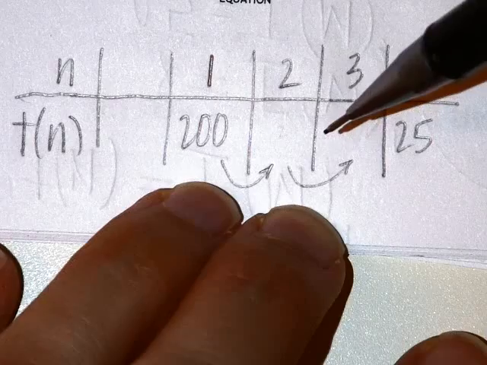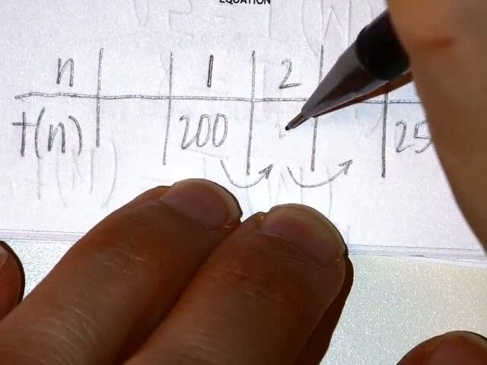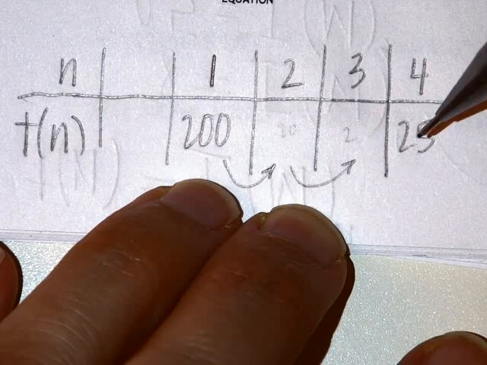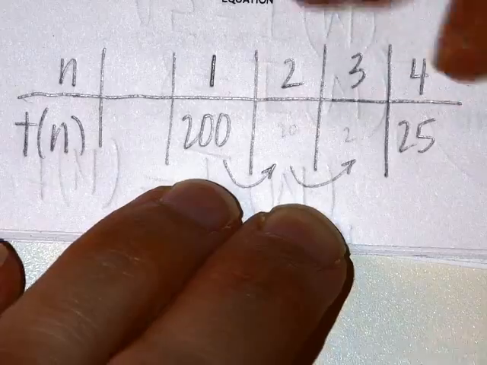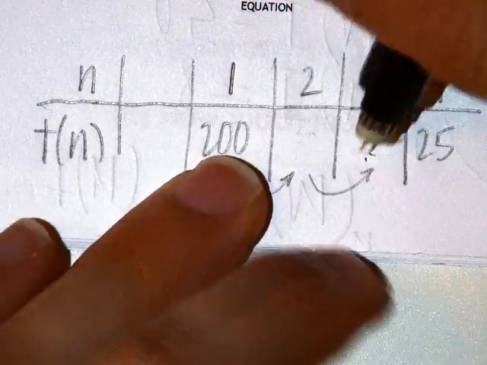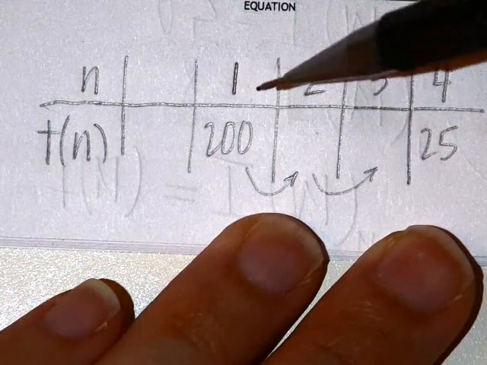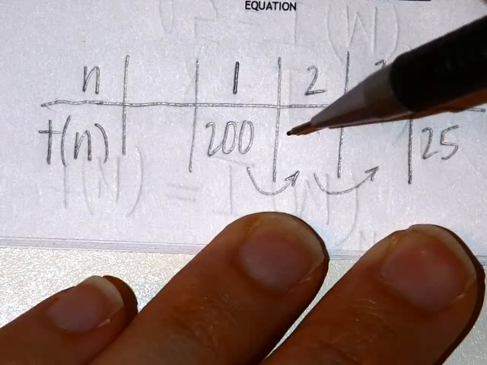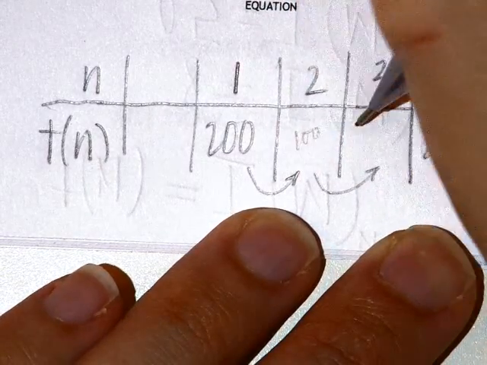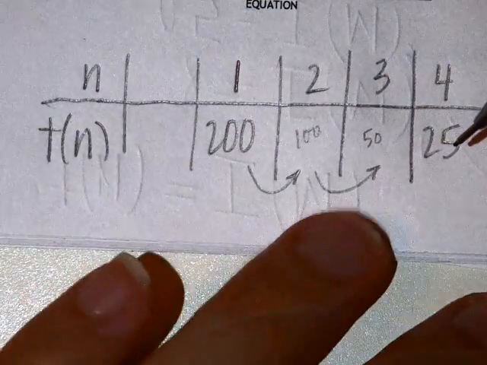Let's try dividing by something smaller. Maybe like divide by 10. 200 divided by 10 would be 20. 20 divided by 10 would be 2. But 2 divided by 10 would not be 25. So that's not going to work either. I'll think about other things I can divide by. 10 was too big, so maybe we go smaller. Maybe we divide by something really small. Divide by 2. 200 divided by 2 is 100. Divided by 2 is 50. Divided by 2, hey, is 25.